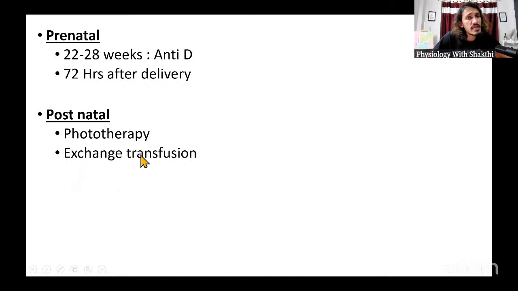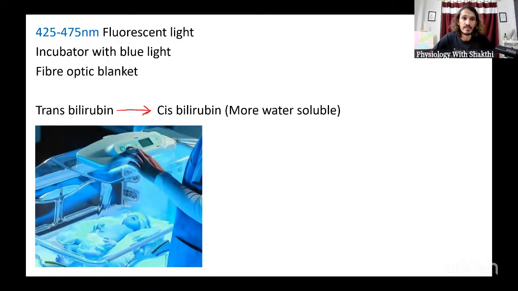Exchange transfusion, how can you do it? The problem is the antigen antibody complex which is there. You exchange it, take the plasma and replace it with fresh one, which does not have all of this. Or you can give phototherapy. You put the baby under blue light, and that will help convert the bilirubin to cis bilirubin, which becomes more water soluble.